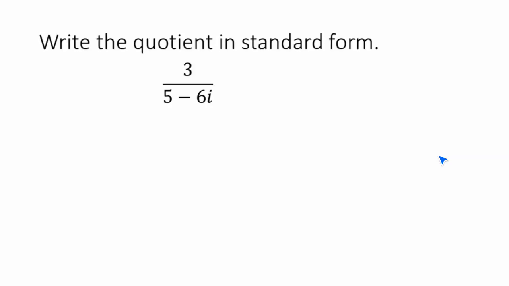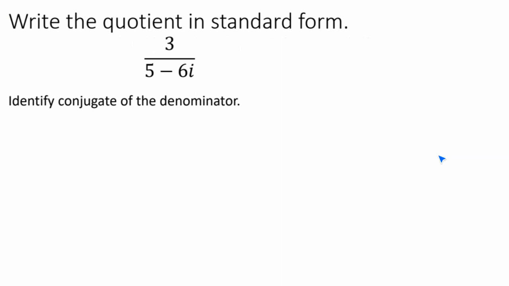Okay, so what is its conjugate? To identify the conjugate of the denominator, it's really easy. I see that I have a complex number here at the bottom, which is 5 minus 6i. So the conjugate of 5 minus 6i is the opposite sign of this operation. So I have a 5 minus 6i, so its conjugate is 5 plus 6i.